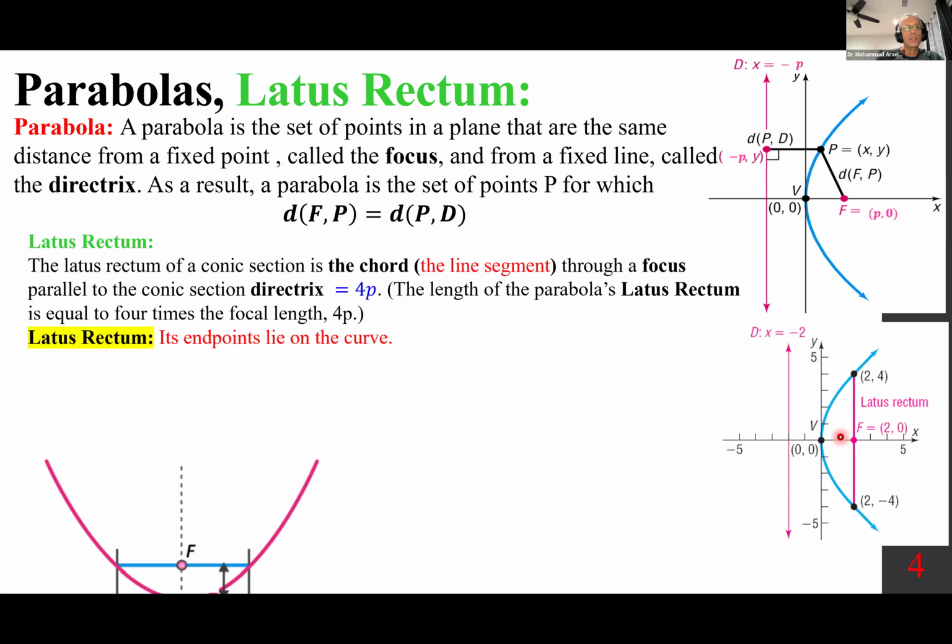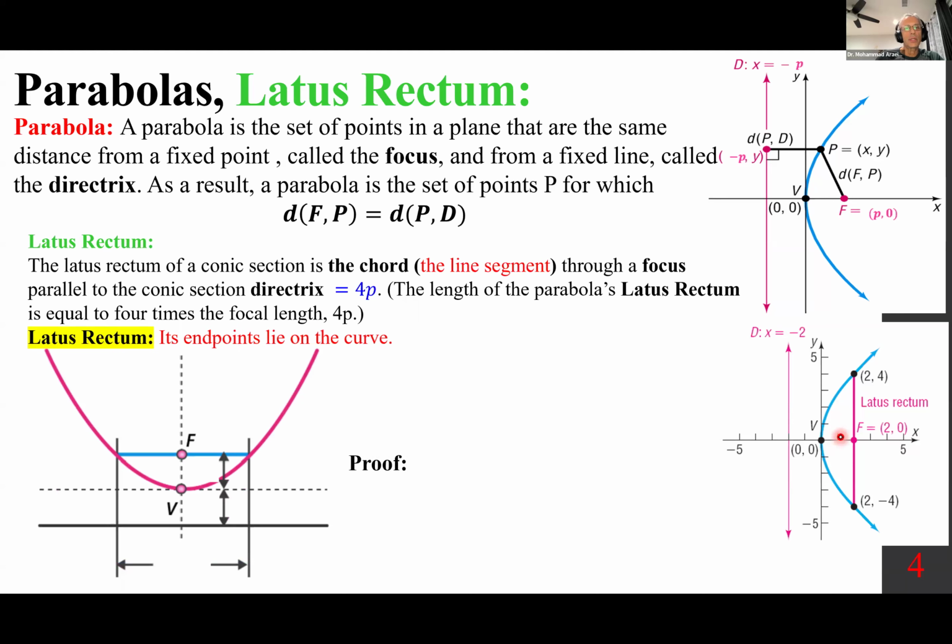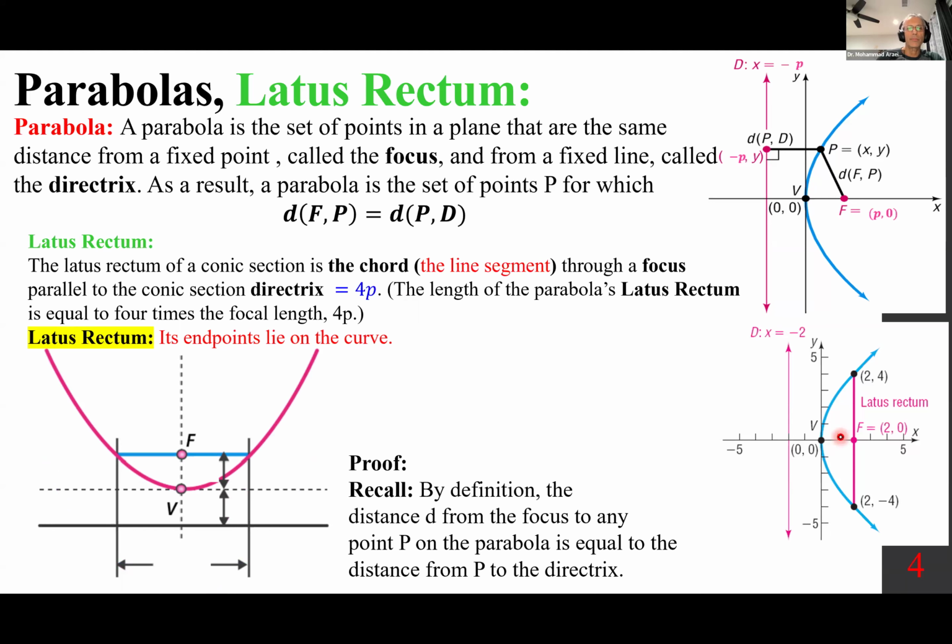And you can see here what happens in the proof is very simple. We recall by definition the distance d from the focus to any point p on the parabola is equal to the distance from p to the directrix. So this distance is the same as this distance, which makes this distance 2 times p. And remember, this distance is p. And so therefore, since these two are identical, then it makes from here to here 4p.